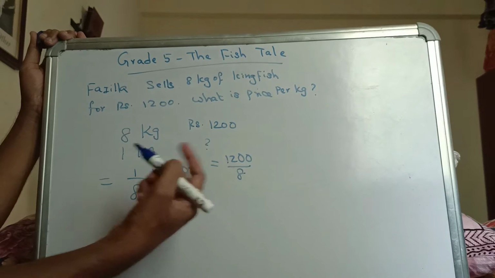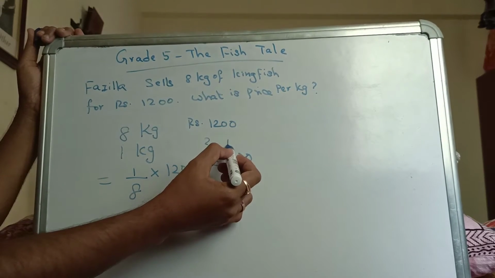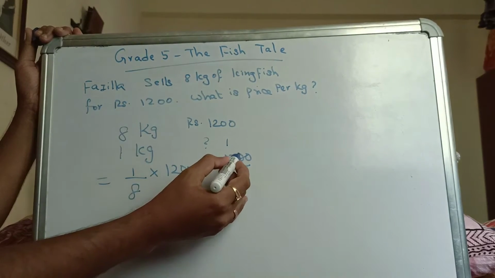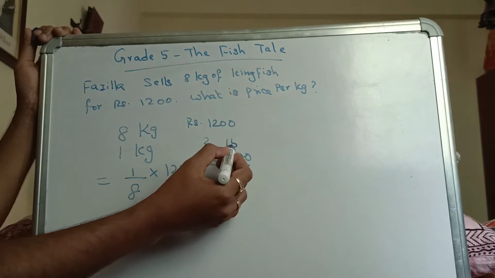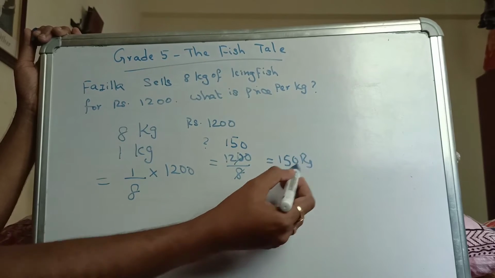What is 1200 divided by 8? Come on, you know division, guys, right? 8 ones are 8, 9, 10, 11, 12. 4 is remainder. So 4 along with 0, 40. 8 5s are 40, 150. So the answer is 150 rupees.